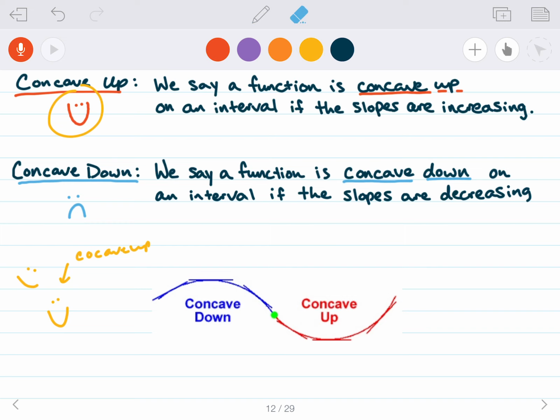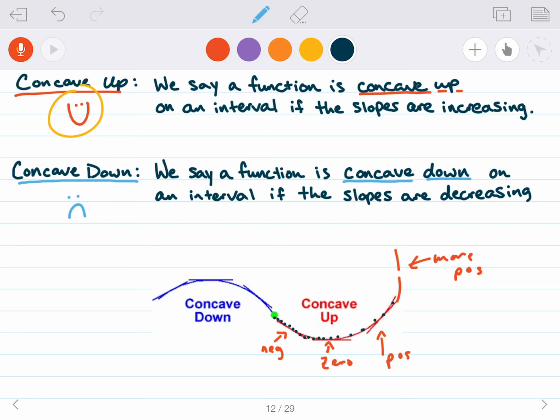And we can see that in the picture here. So the slopes are increasing. We start here, right? And the slope is negative. Then it goes to a zero slope. Then it goes to a positive slope, and it's getting more and more positive. It's getting steeper and steeper, which means that the slope's getting more positive. So we can see that as we travel along the curve from left to right, the slopes are increasing. That's what concave up means.